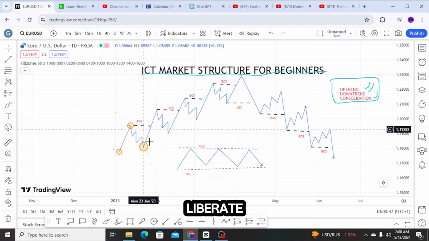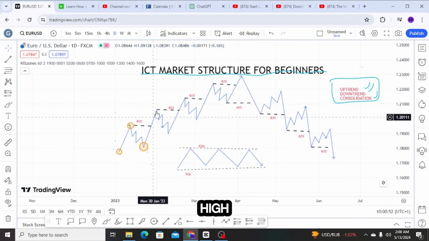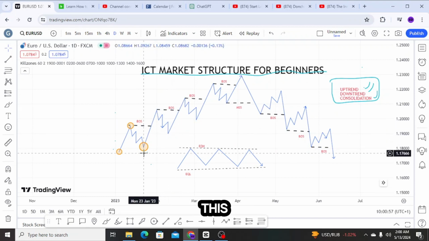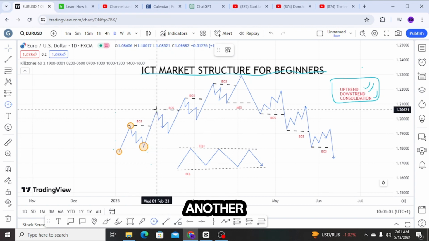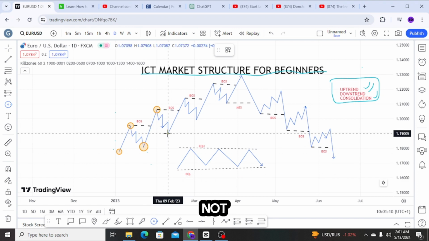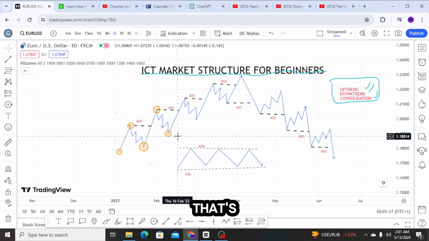You can see the way I labeled it. Once you push up again, to break another high, we have another break of structure, and that is it. So from this point here to this point up here is now another structure. Once the former high has been broken, it is not valid again. You use the recent high as the valid high. That's how you mark out your structures.